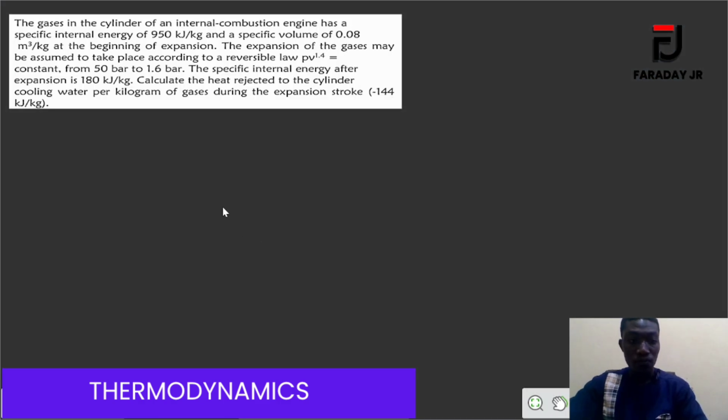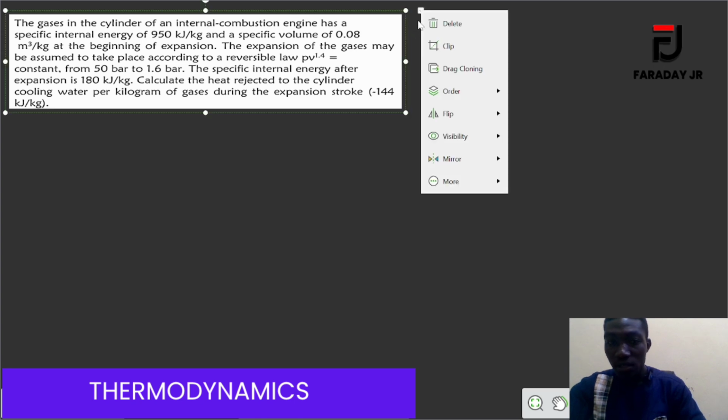This question, if you look at it clearly, is coming from the first law of thermodynamics, because the gases in a cylinder of an internal combustion engine have a specific internal energy. So let's write the formula down and see.